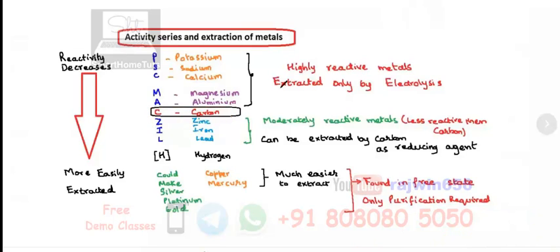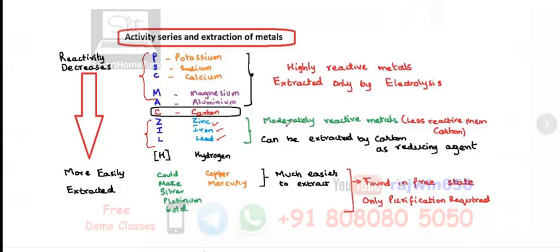Now you see these elements which are above carbon, obviously all these elements are more reactive than carbon. So carbon cannot be used as a reducing agent for extraction of these metals because those metals are more reactive than carbon. The elements which are falling below carbon, zinc, iron and lead, these elements are less reactive than carbon, and therefore these three metals can be extracted by using carbon as a reducing agent.